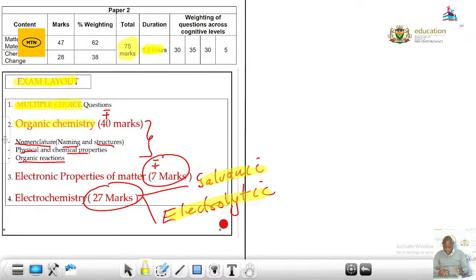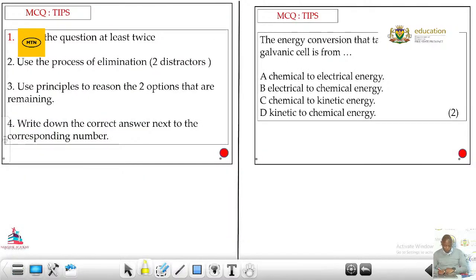So basically, these are key critical topics that one needs to focus on. For one to pass, the critical ones will be organic chemistry as well as electrochemistry. Once that is done, the majority of the work has been attended to, and the majority of the assessment will come from that. So that is the reason why, if it happens that because of time constraints I do not get to electronic properties of matter, the key idea is to attend to the topics that contribute a majority of marks. So without wasting any time, let's get straight into the multiple choice.